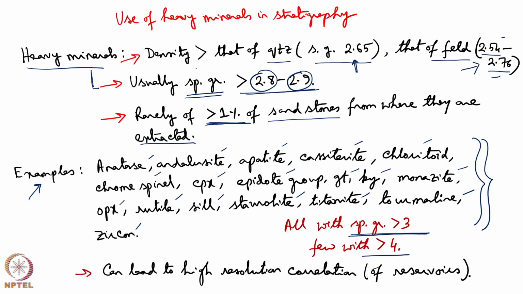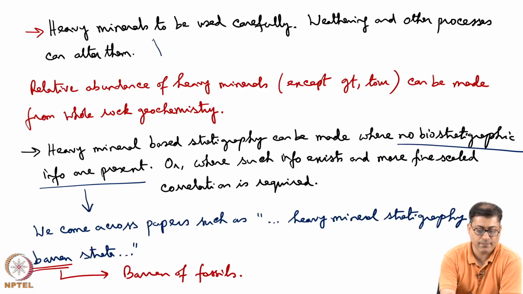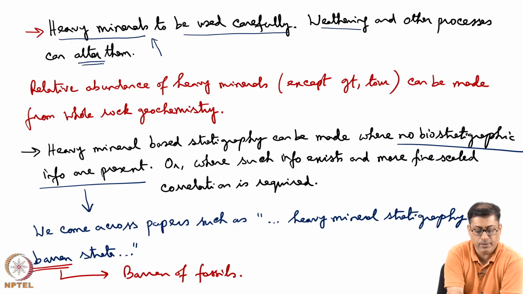Using these heavy minerals we can make high resolution correlation. I will explain soon, and such correlations are useful in the hydrocarbon reservoirs. Now, all the stratigraphic techniques have some words of caution. Here also, in case of heavy minerals, they have to be used carefully. The reason is weathering and other processes can alter the heavy minerals.